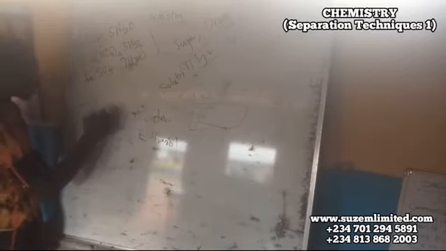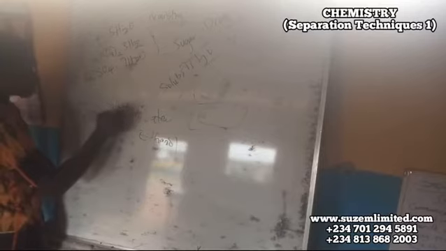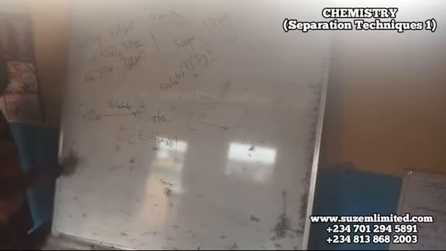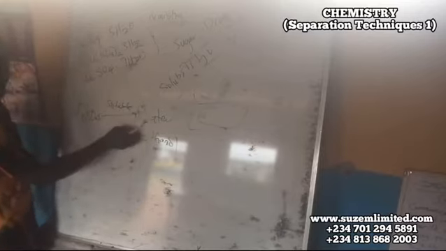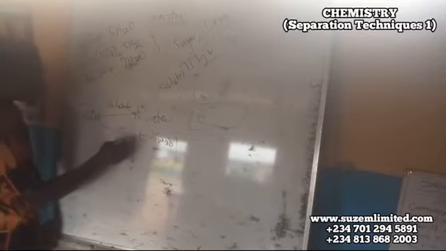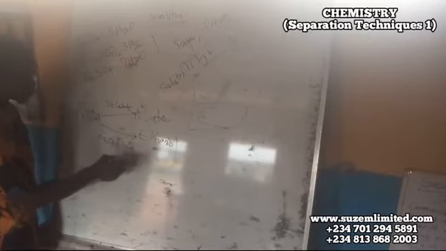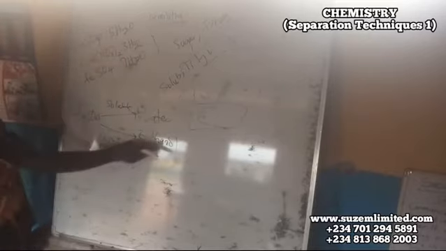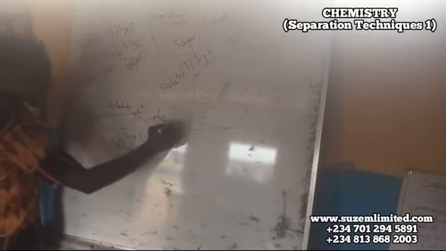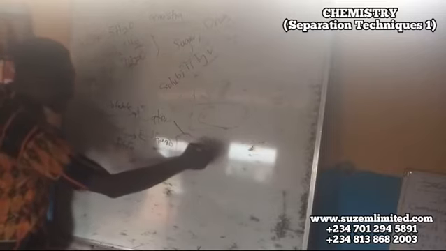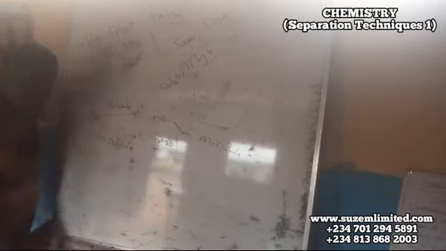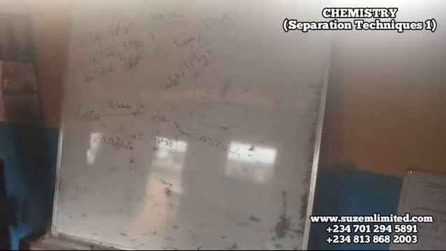Iron sulfate is soluble in water. You can dissolve it in water. But iron sulfate is not soluble in ethanol. But ethanol and water are miscible.